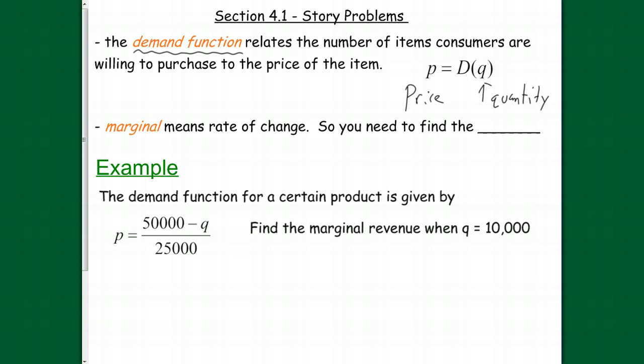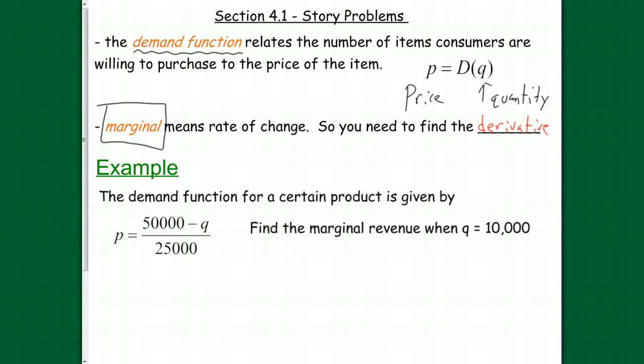But that's what we're looking at. So, we've talked about this term before, marginal. Basically it means a rate of change, so we're talking about marginal profit, marginal revenue, marginal cost. It's just a rate of change. And so that's really what the derivative is, a rate of change. So when we are asked to find marginal something, we need to find the derivative.